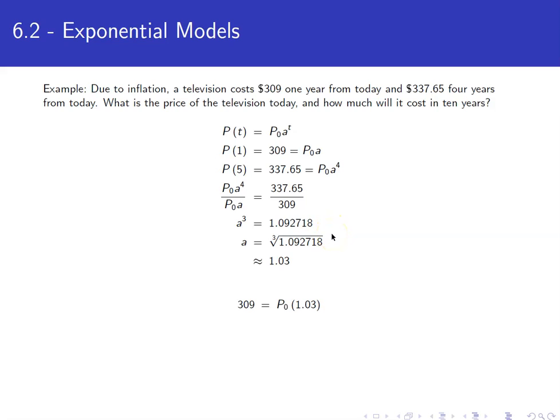So now we have our model. We have the a for our model. We can also figure out the P naught. Go back up to the original equation for P of 1. Plug in the 1.03 for a. We can solve for P naught by dividing and get that P naught was $300. Now we have our model. P naught was 300, a is 1.03. We want the cost in 10 years, so we want to compute P of 10. When we do that, we get $403.17.